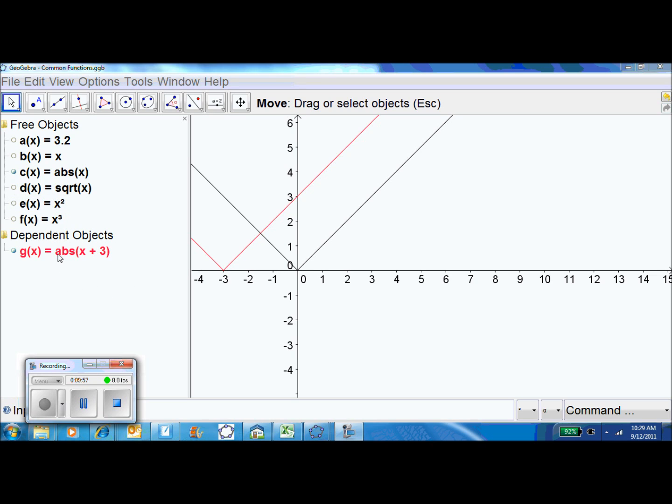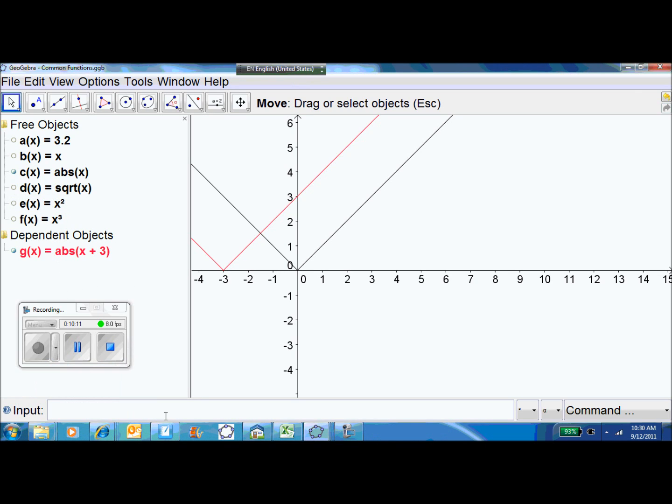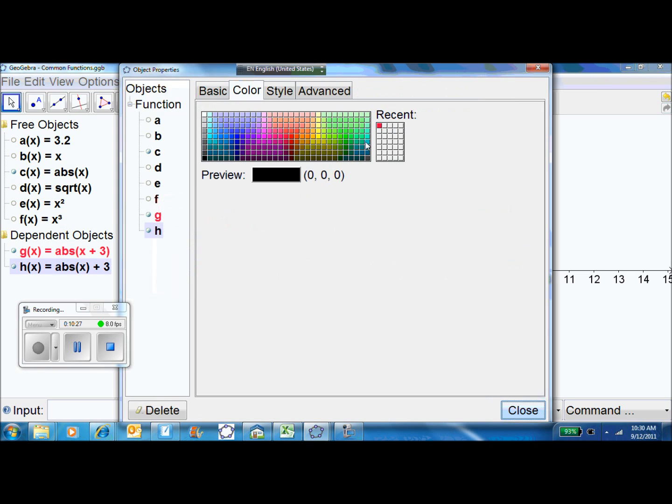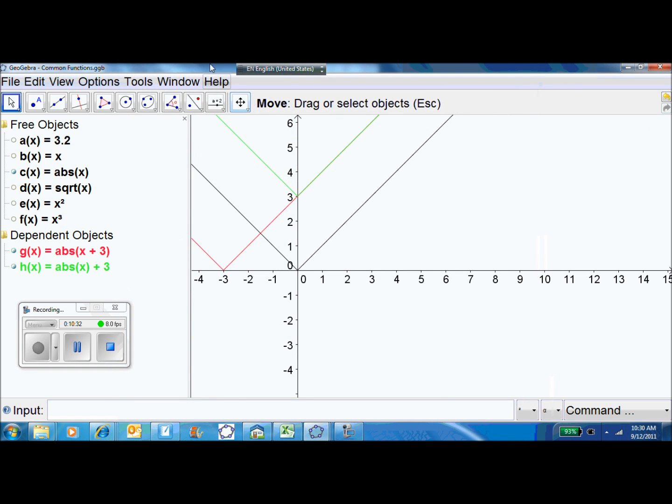Now contrast that with if we make another function, absolute value again, but now we go absolute value of x, plus 3. And notice there, you don't get a shift right. You have a shift upwards of 3. Okay? Let's try a few more. First, let's get these down.